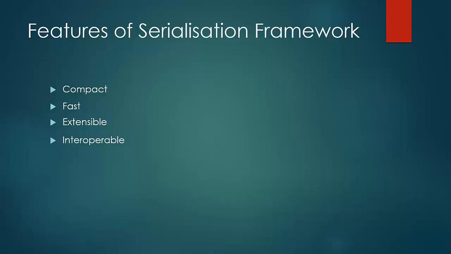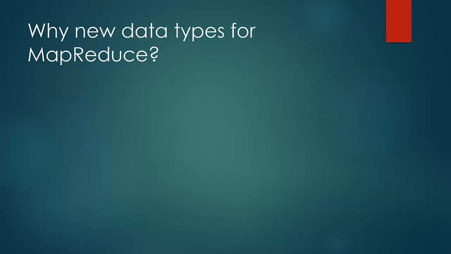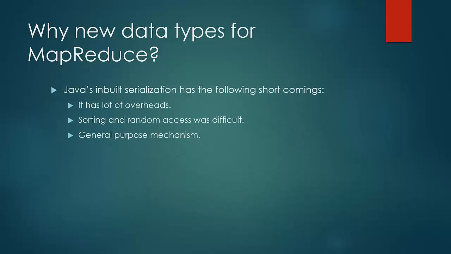So now we understand that Hadoop works on remote procedure calls and serialization is an important underlying concept for its efficiency. But why did Hadoop need new data types? Could it not use the Java serialization framework itself? The answer to the question is that Java's inbuilt serialization had a few shortcomings.